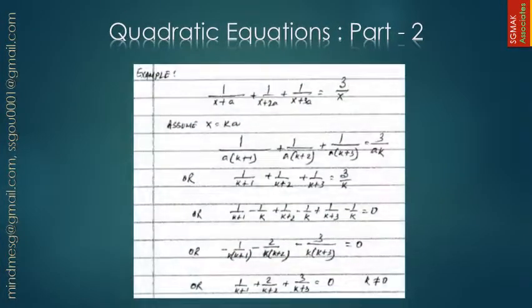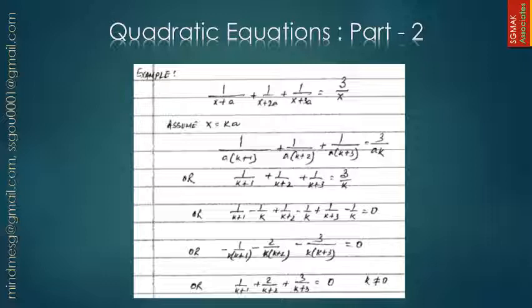Let's move on. The other one is 1 over x plus a, plus 1 over x plus 2a, plus 1 over x plus 3a, is 3 over x. Now, we make an assumption here. a is just a general parameter. So let's say x is k times a, and k is unknown. So with that simplification, the equation changes to 1 over k plus 1, plus 1 over k plus 2, plus 1 over k plus 3, equals 3 over k.